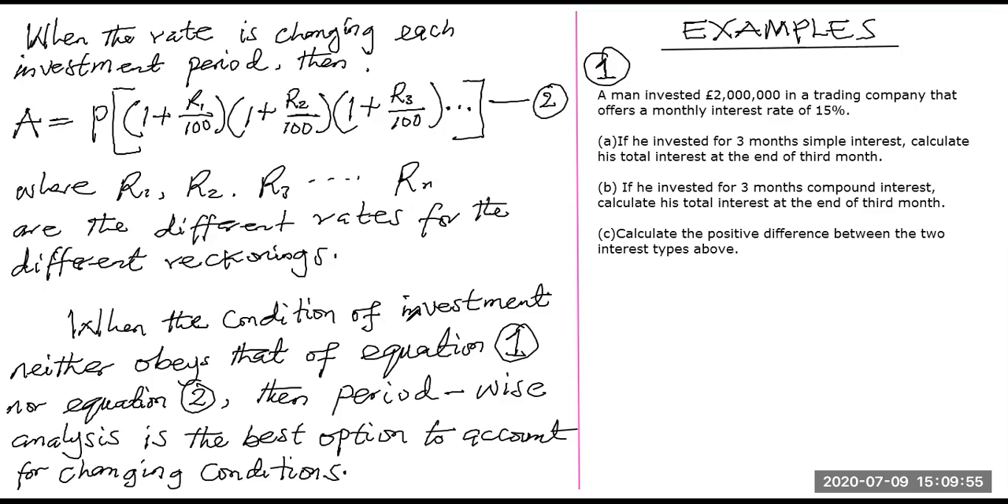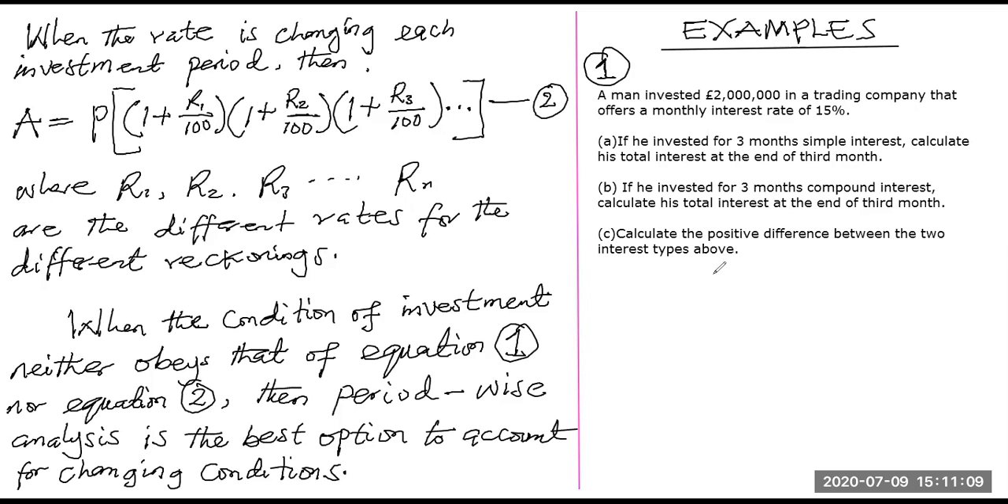And the third condition we can have under compound interest is a situation where the condition of investment obeys neither equation 1 nor equation 2. When it obeys neither, please solve the question period-wise. That means for each period, if it's the first month, you solve the answer for the first month; if it's the second month, you solve the answer for the second month, so you can account for all the conditions taking place in that question. We're going to see all this illustrated in the following examples.